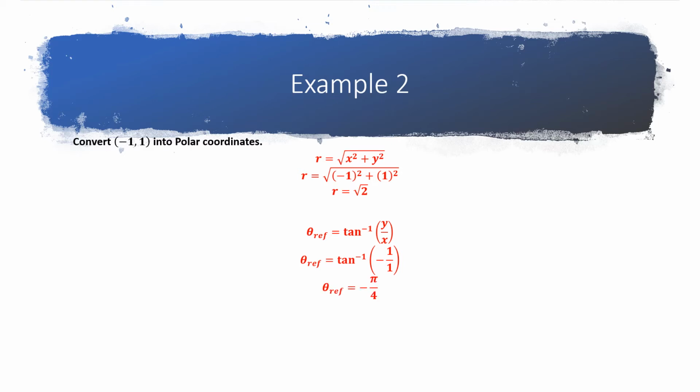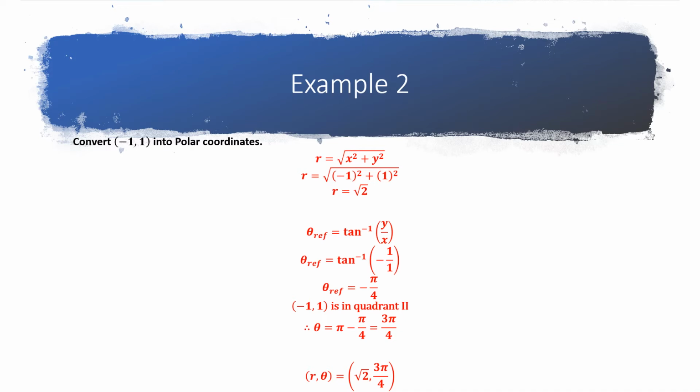Well, tan equals negative 1 at negative pi over 4. Now, understand that that's the reference angle. I need to make sure that I get the correct angle for the correct coordinate. So if my coordinate is at negative 1, 1, that is the second quadrant. So in order to figure out my actual angle, I'm going to do pi minus 1 fourth to get into the second quadrant to get an angle of 3 pi over 4. In other words, theta is 3 pi over 4. So my polar coordinate would become root 2 comma 3 pi over 4.